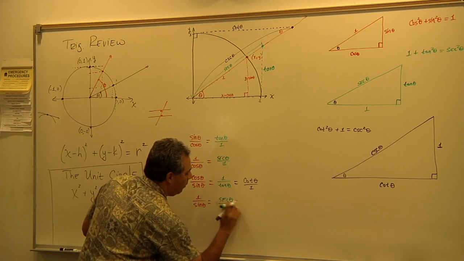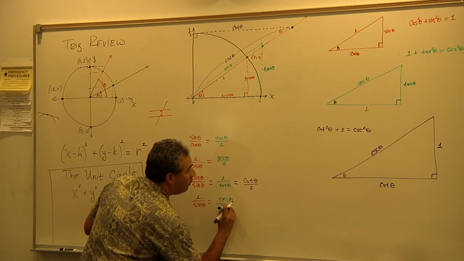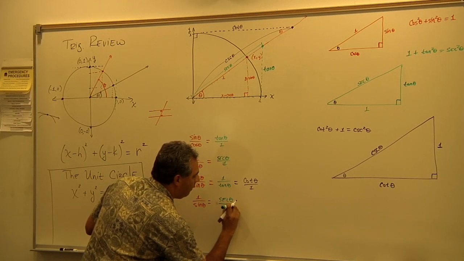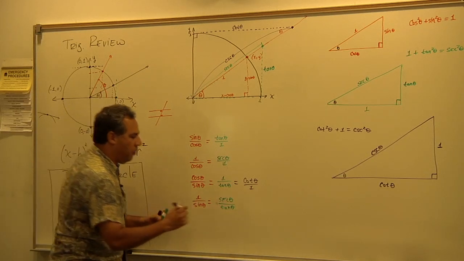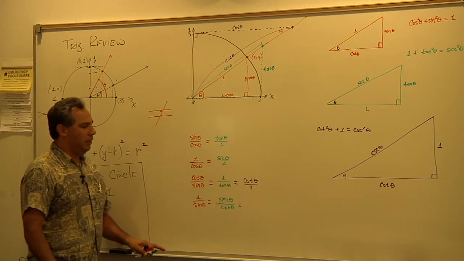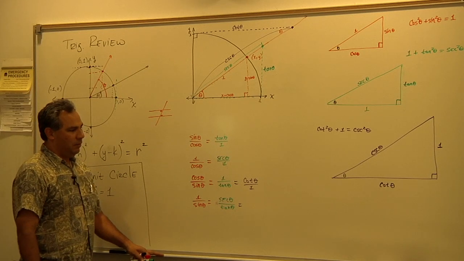Secant theta over tangent theta, right? Okay. Now we look at the third triangle. What identity do we get? What is it?